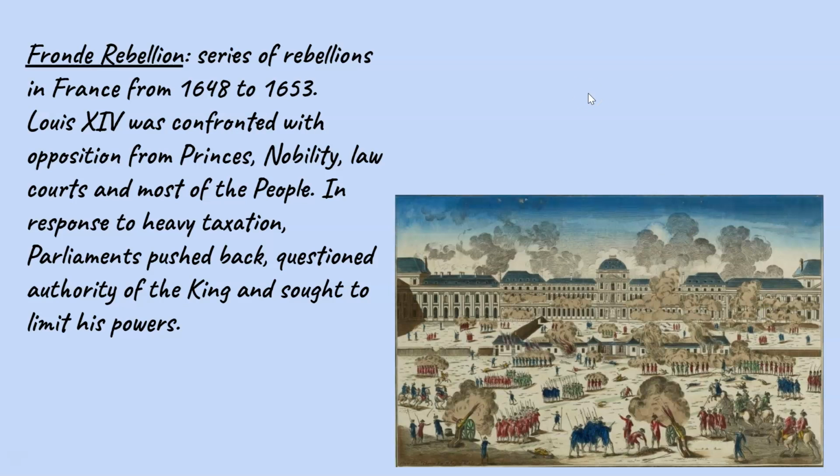This is a series of rebellions in France in 1648 to 1653 during the early reign of Louis XIV, who really tries to establish himself as an absolute monarch. He's confronted by opposition from princes, who are family members, nobility, the law courts, and most of the people. A lot of it's in response to taxation policies that he puts in place to both fund wars, but also to build the Palace of Versailles that you see in the picture. There's a big pushback from the people. They question the authority of the king. They sought to limit his powers. They are, for the most part, unsuccessful, because France will remain an absolute monarchy until 1789.